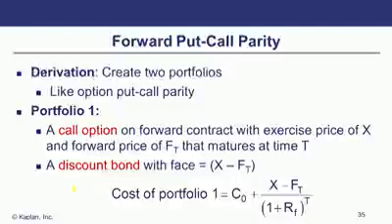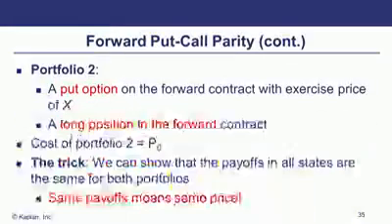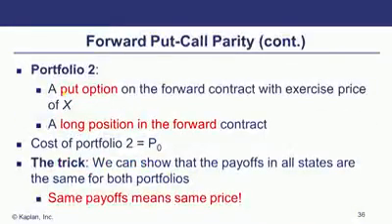Again, we have two portfolios. Portfolio 1 will have a call option on the forward and a discount bond with a face value. This time it's a little bit weird. The face value is not just the strike of the call, it's actually the strike minus the forward price. I'll explain that in a minute anyway. Portfolio number 2 has a put option written on the forward contract, and then of course a long position in the forward contract.